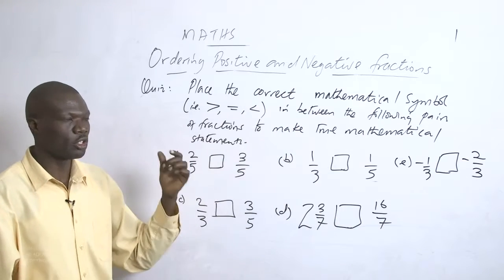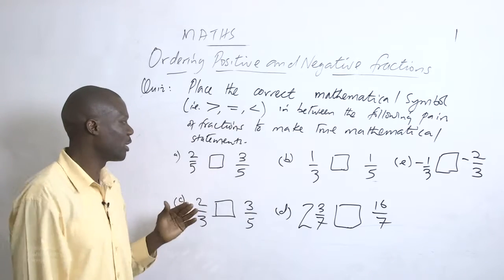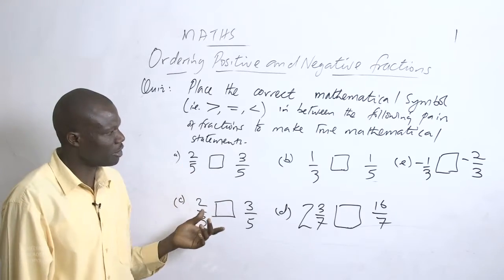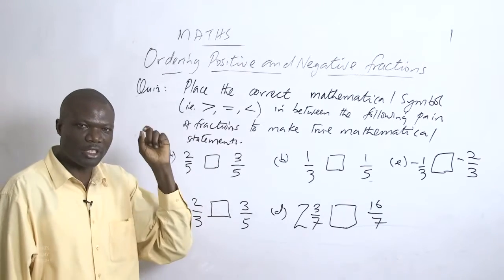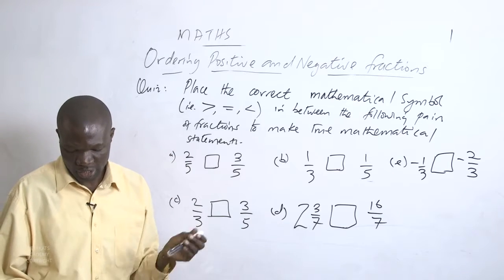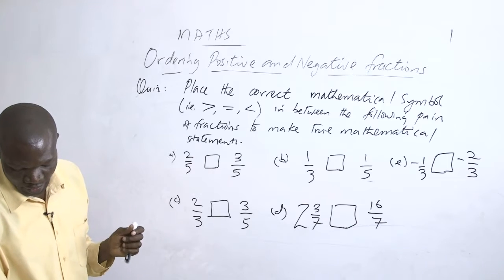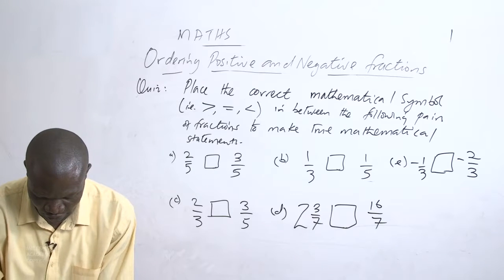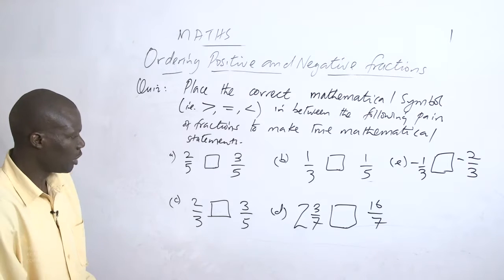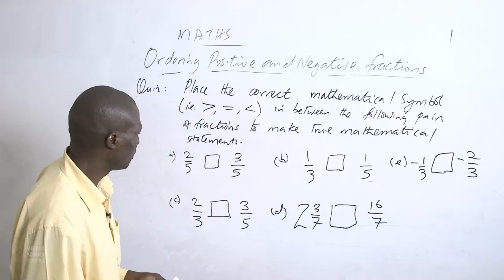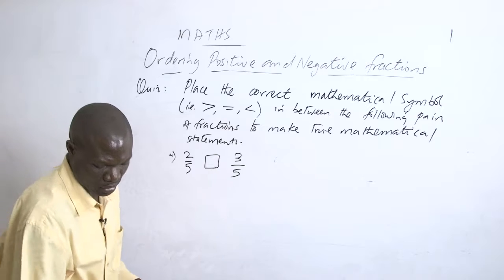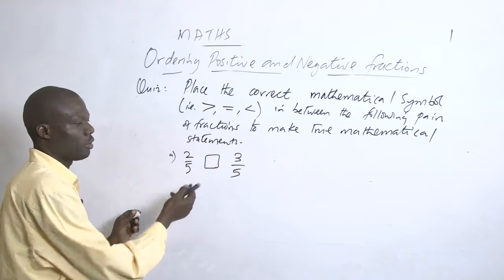So we are supposed to place the correct sign in between these pairs of fractions so that you can make a correct, true mathematical statement. And you shall always give reasons as to why it is the way it is. Let us start with the first one. So we are looking at the solution for this.